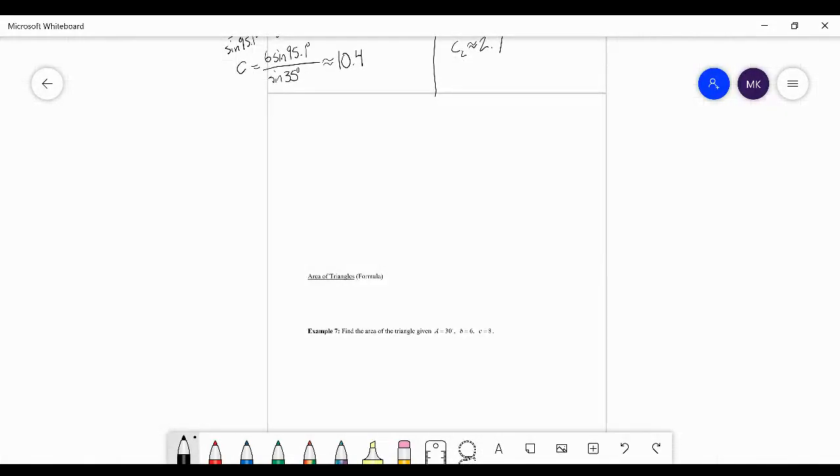So, area of triangles. Area of triangles is really easy. It's a very nice, simple formula. If we were given some arbitrary triangle with height h and some base length b, then the area is equal to 1/2 base times height. That's really easy.